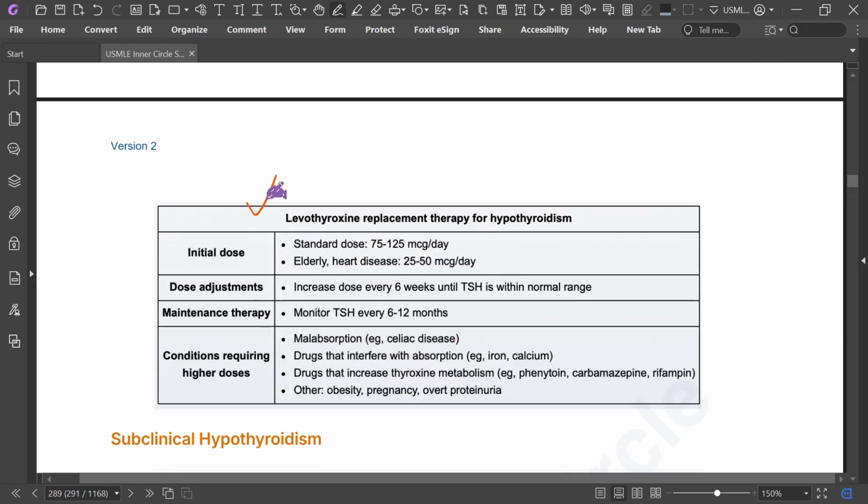Okay, levothyroxine replacement, very high yield. Initial standard dose is 75 to 125 micrograms per day. Elderly or heart disease, you have to start with 25 to 50. Dose adjustment: increase every 6 weeks until TSH is within the normal range, and monitor TSH every 6 to 12 months.